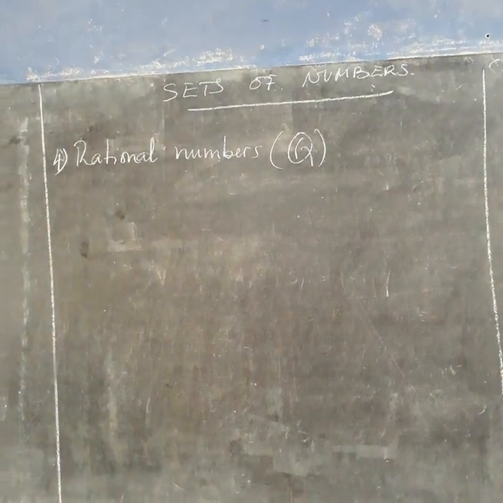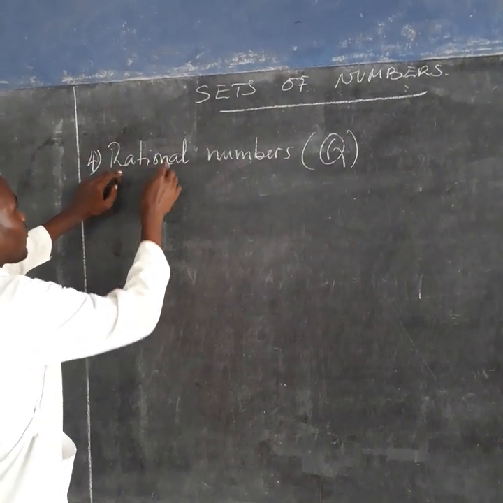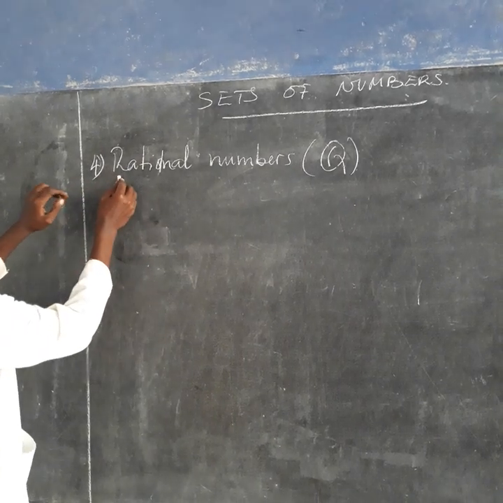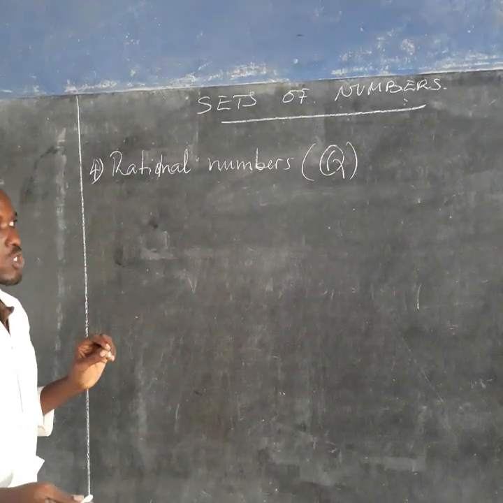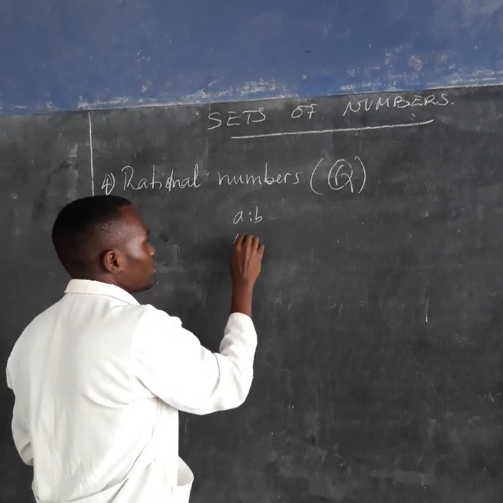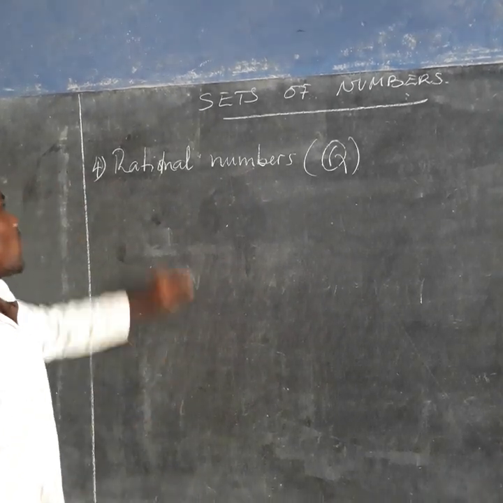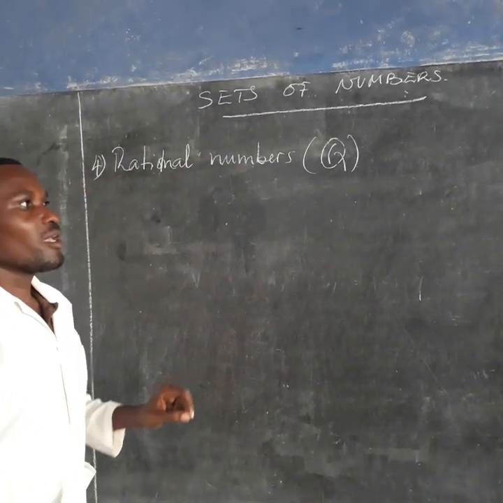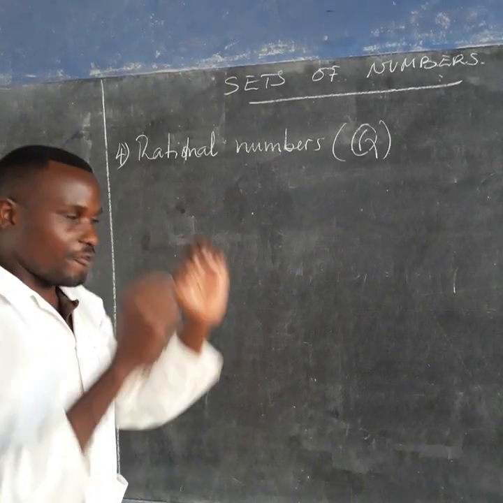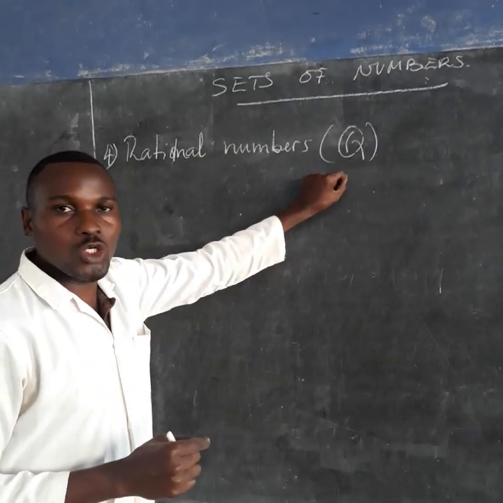As you have seen here, the word rational comes from ratio. When we split it, we get the word ratio. When we say a ratio, it is like A to B or 1 to 4. This is a ratio. But let us continue. When we say rational number, what do you understand? A rational number is any number that can be written as a fraction. A number which can be written as a fraction is a rational number.